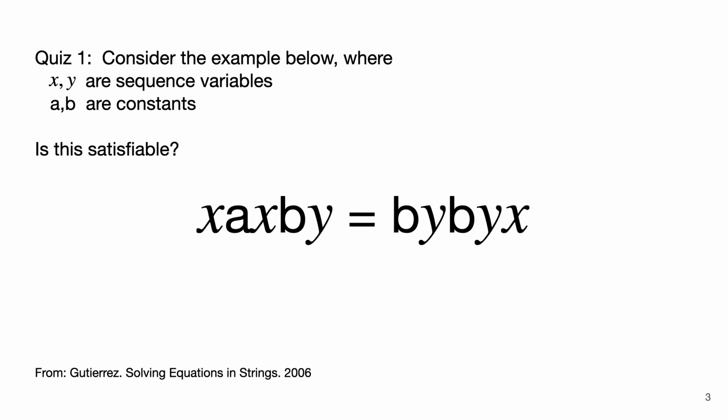So I was just giving an introduction to string equations. On the screen, you can see that we have an equality between two sequences. The variables are x and y, which can range over a sequence of characters. The job is to find a substitution for those variables x and y such that the left and the right hand sides match.